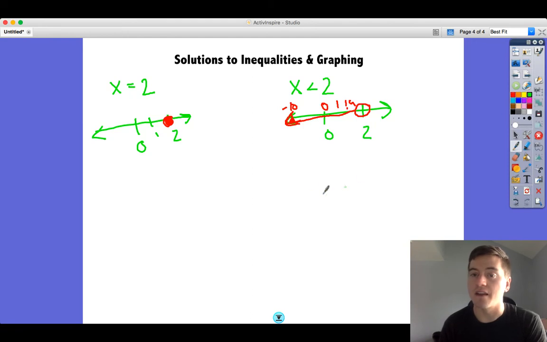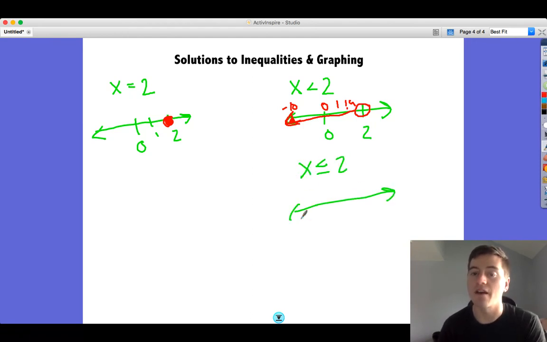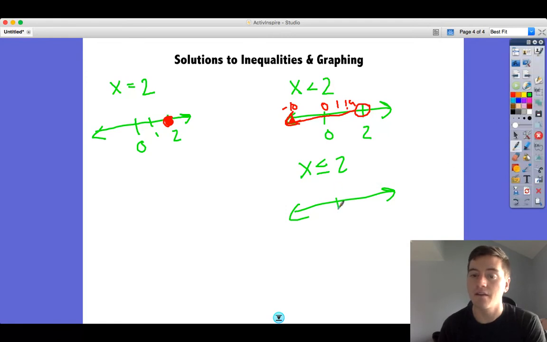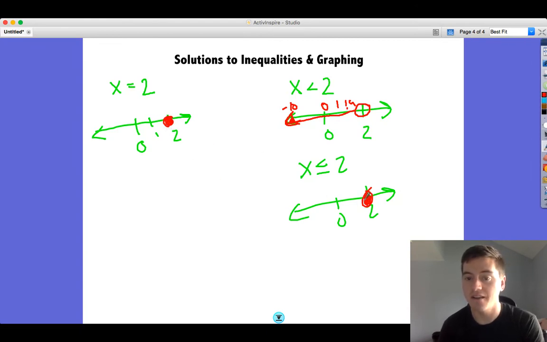If it had said x is less than or equal to 2, the only difference is you would have to fill that in. So make 0, 2. Since it's allowed to be equal to, that dot's filled in, just like here, right? A filled in dot, and then color that way.